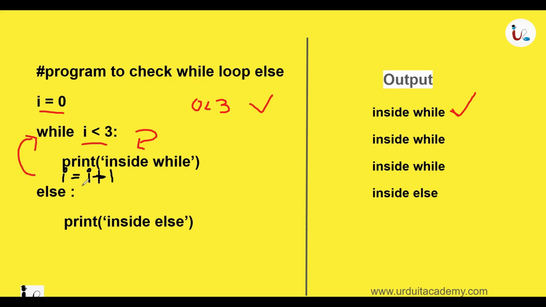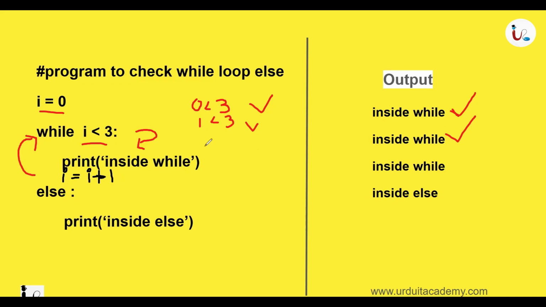i is changed to 0 plus 1, 1 now. So whenever we are going up, we are checking 1 less than 3. That's also true, right? So what happens? We are printing again inside the while. After that, i becomes 1 plus 1, i is now 2.